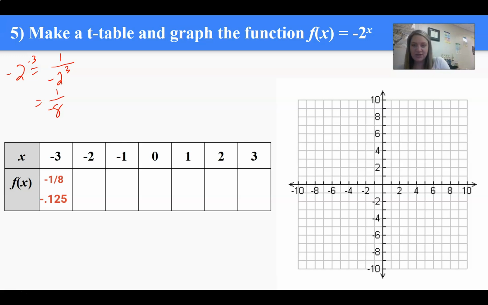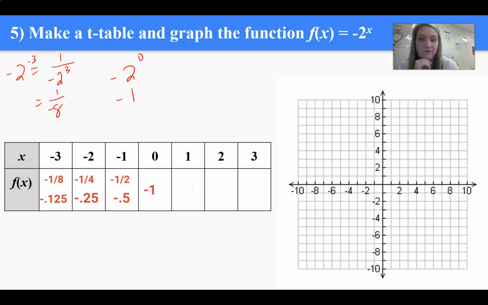So that means negative 2 raised to the negative 2 power is going to give me 1 over negative 4. Negative 2 to the negative 1 power is going to give me 1 over negative 2. Still raised to the power of 0, because there's a negative outside, remember we do that after the exponent, order of operations. So do exponents first, and then our negative. So it becomes negative 1.